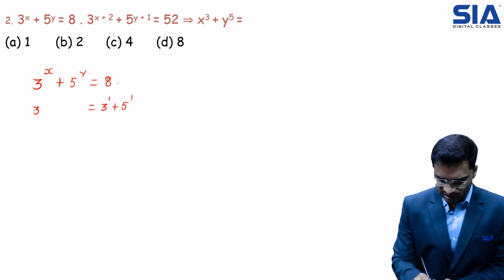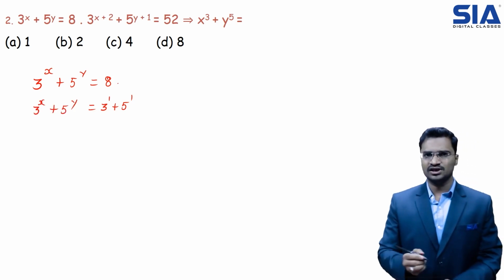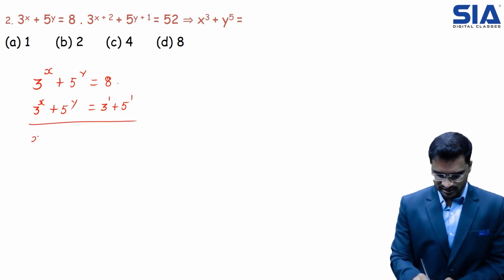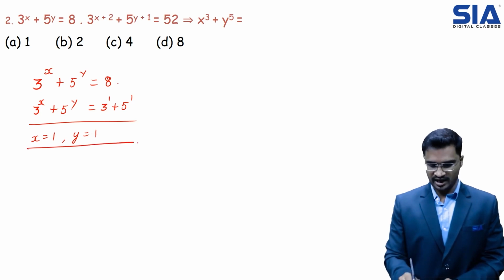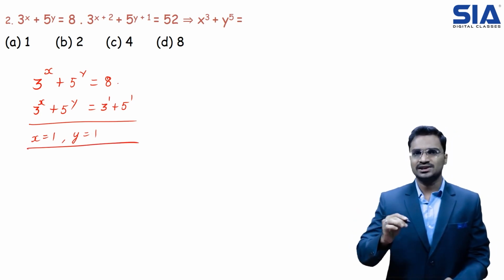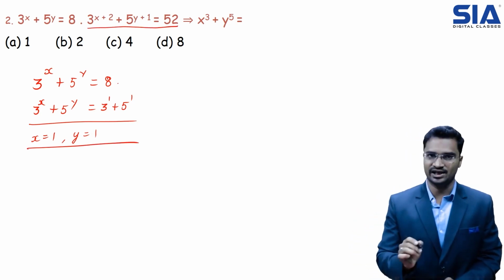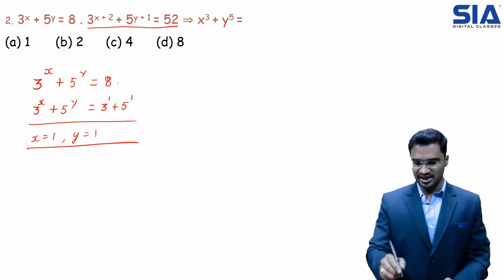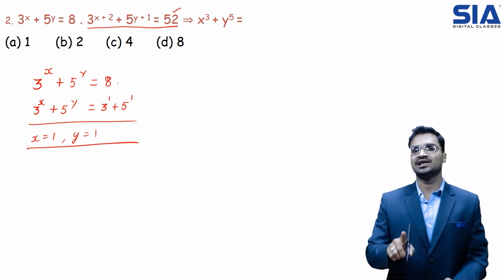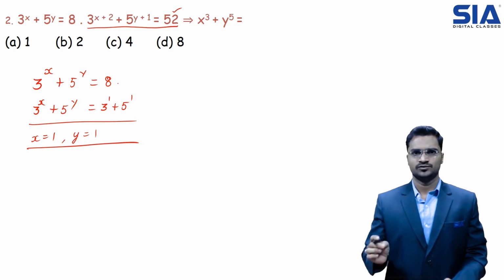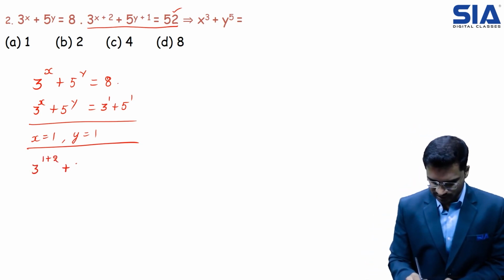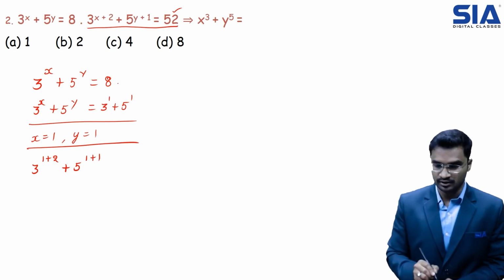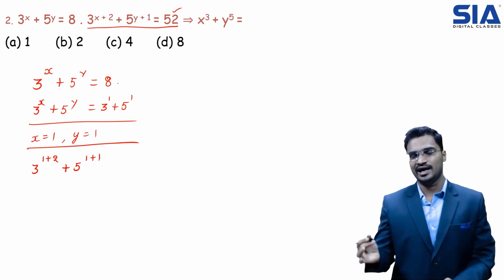Now, comparing this with the left side, 3 to the power of x plus 5 to the power of y. After comparing, I can say that x is equal to 1. In the same way, y is also equal to 1. I have got the values of x and y. Let us substitute these x and y values in this second equation. If we are getting the same answer, which is 52, then our x and y values are correct. So let us substitute. 3 to the power of 1 plus 2 plus 5 to the power of 1 plus 1, because I have substituted x and y as 1.